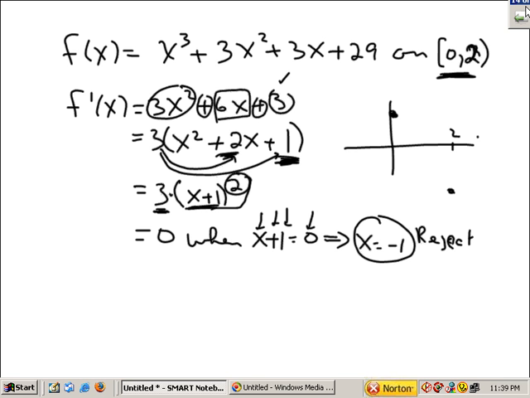So maybe the graph is highest there. But the problem is we're only talking about from 0 to 2. We're talking about x going from 0 to 2. So we don't care what happens at -1. We only care about what happens on our interval.